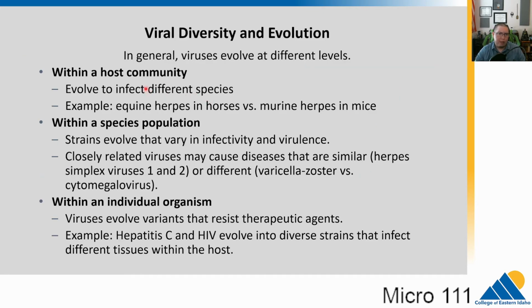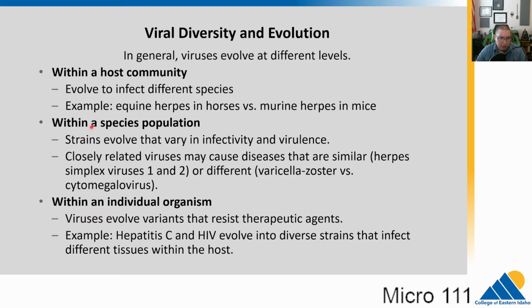Viruses evolve at several different levels. We can think of them at the community level, which means evolving to infect different species. So there is an equine herpes virus, which infects horses. There's also a murine herpes virus in mice. They evolved from a similar strain, but they evolved differences to infect different species.